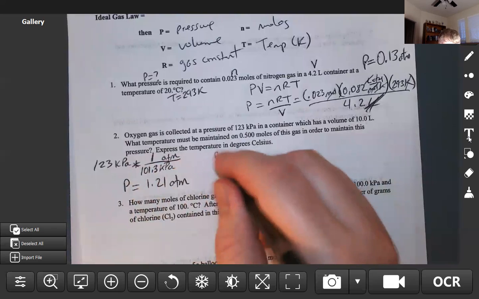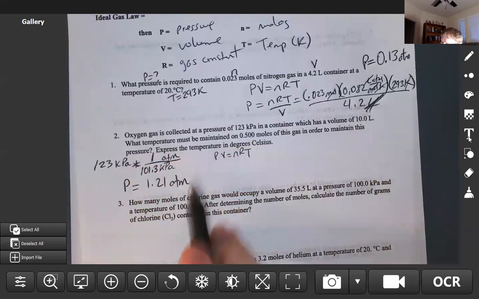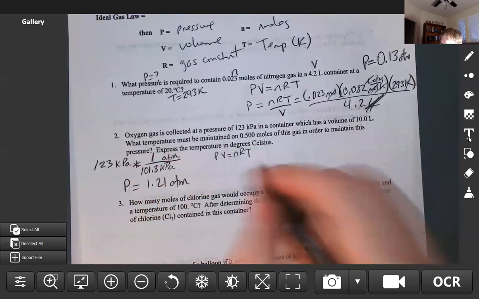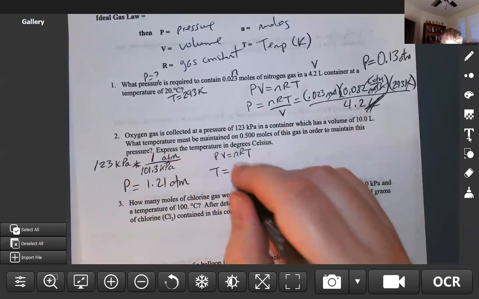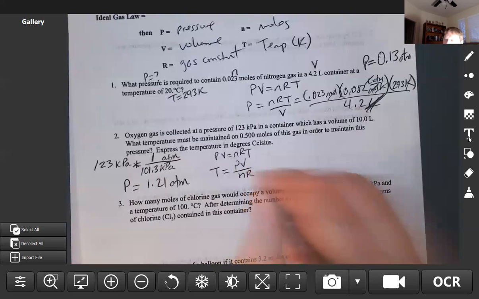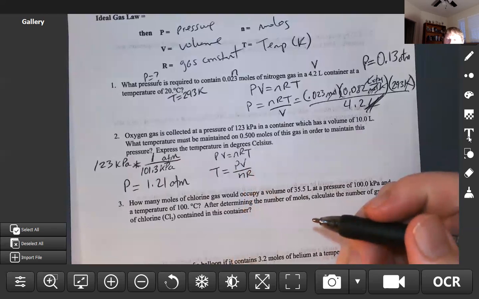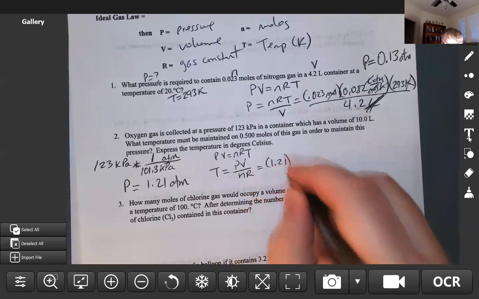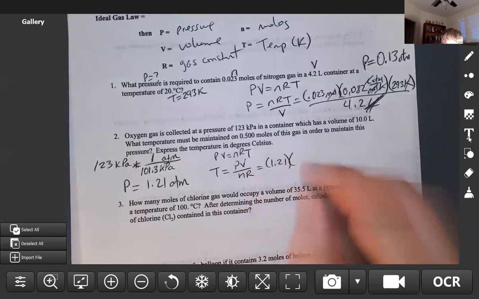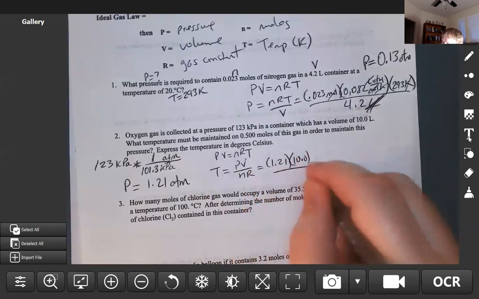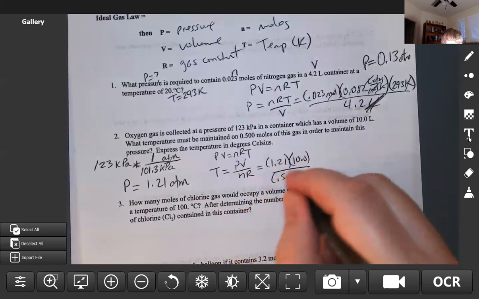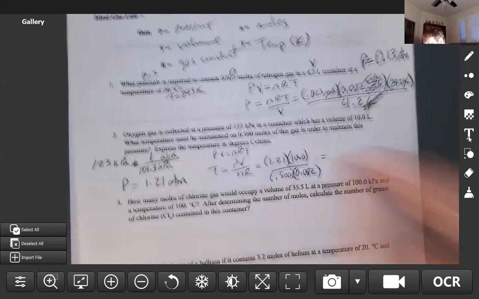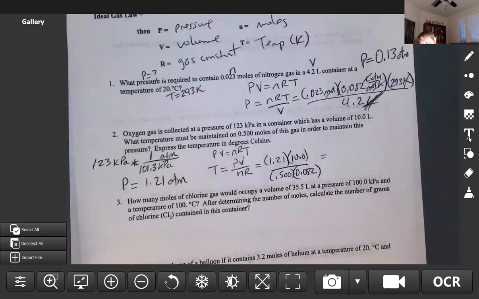All right, so PV equals nRT. And we're going to solve for T. So T will equal PV over nR. All right, so let's plug in our 1.21 atmospheres. Our volume is 10. We have a half a mole. And we get to use the same R value. All right, so we sub that and simplify, we should be in good shape.